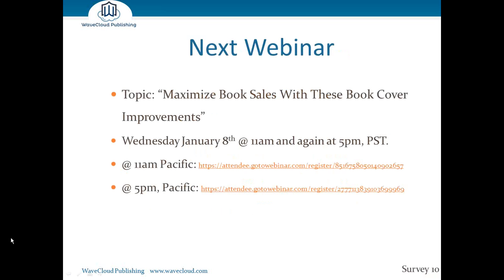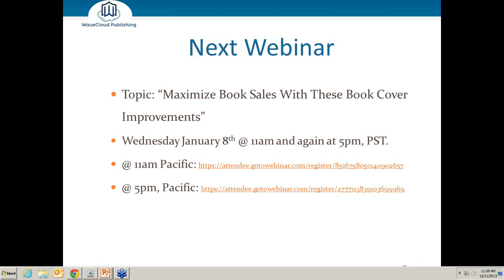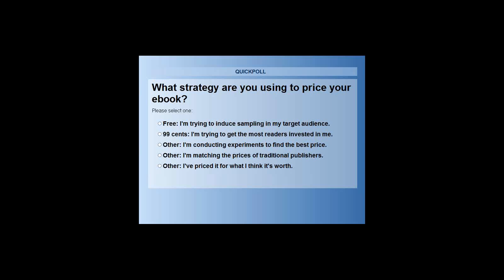Okay, I think I've got my last survey. Actually, I'm going to do a different survey rather than that one. I'm going to ask, what pricing strategy are you using today? I'm curious how authors are out there pricing their book. So take a look at these choices. I'm doing it for free, or I'm out there at 99 cents, or I've got some other plan in mind. I'd be very curious about how authors are pricing their books today.